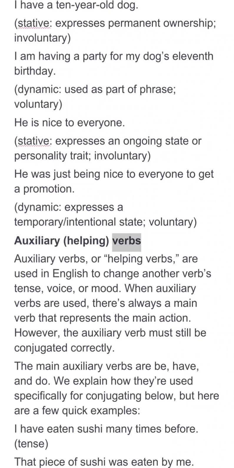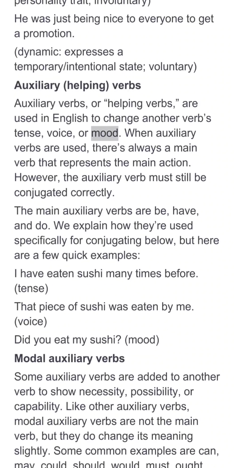Auxiliary, helping, verbs. Auxiliary verbs, or helping verbs, are used in English to change another verb's tense, voice, or mood. When auxiliary verbs are used, there's always a main verb that represents the main action. However, the auxiliary verb must still be conjugated correctly. The main auxiliary verbs are be, have, and do. We explain how they're used specifically for conjugating below, but here are a few quick examples.